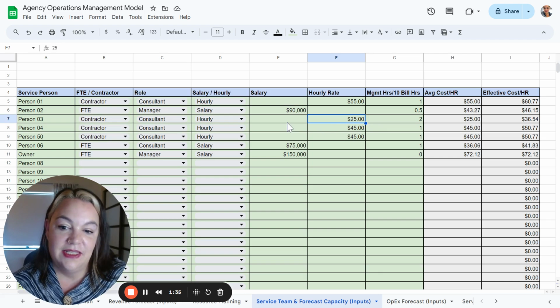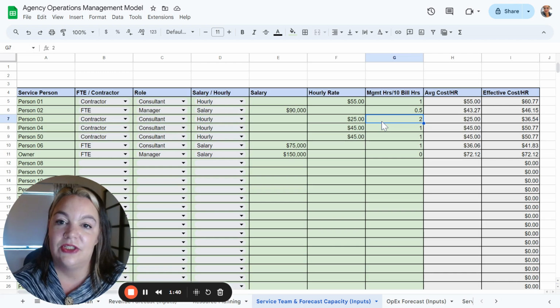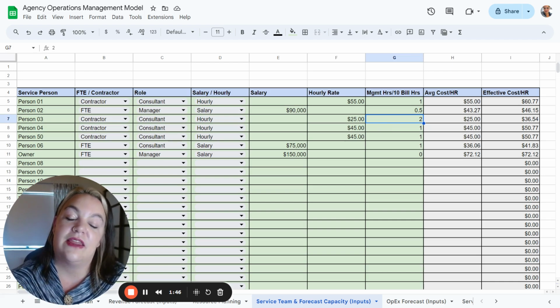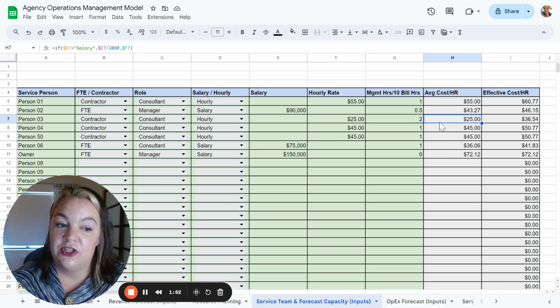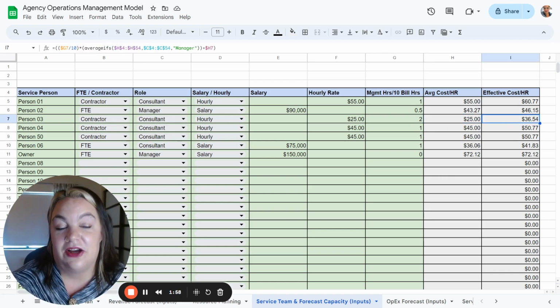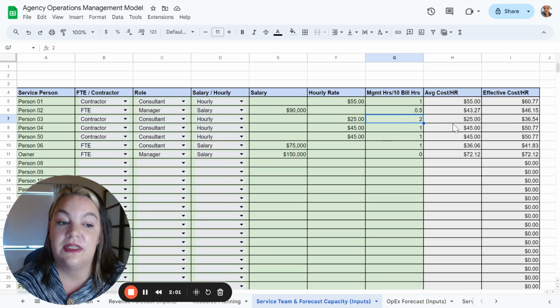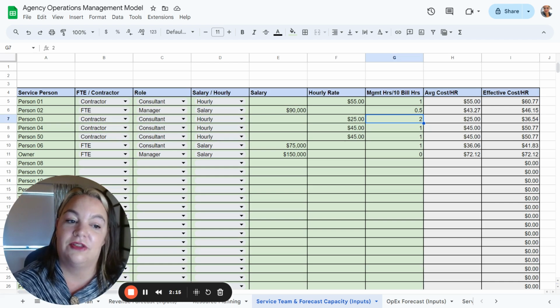So in this case, we have our low-cost resource, and what we've said is that we think it takes 2 management hours, again, above and beyond project or people management, to get this person to produce 10 hours of billable work, right? So we have an average cost per hour of $25 an hour, but their effective cost goes up to $36.54. These 2 hours need to be incorporated into their cost. And the cost of those 2 hours is the cost of the resources that it's pulling time from. It also reduces the capacity of those more expensive resources that are managing this lower cost resource.